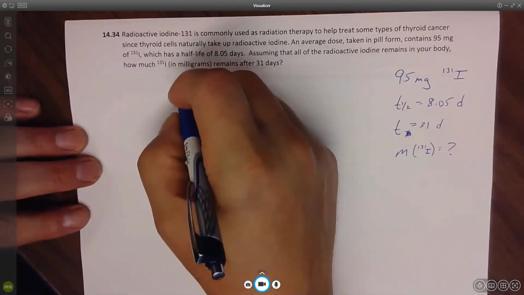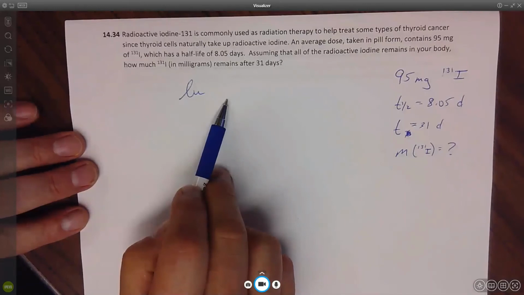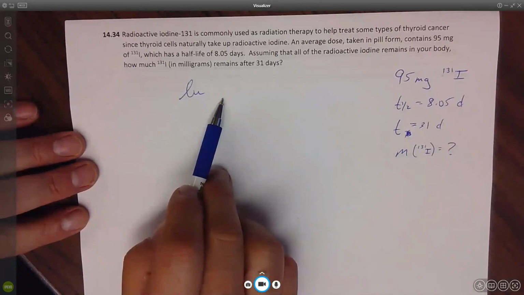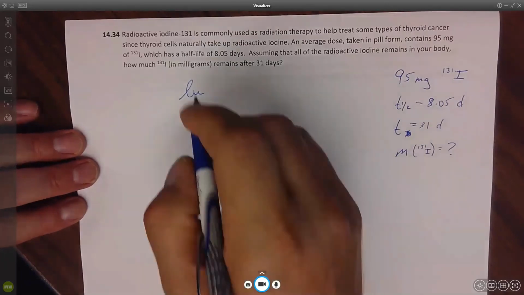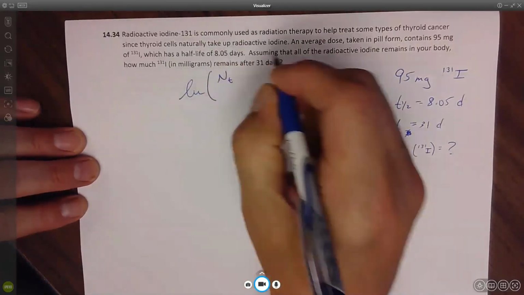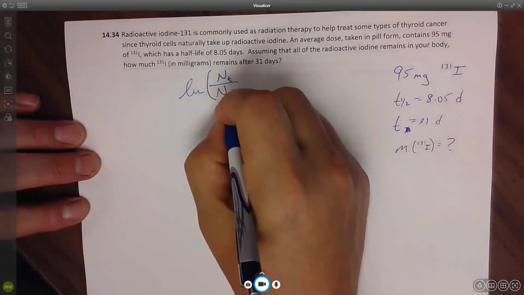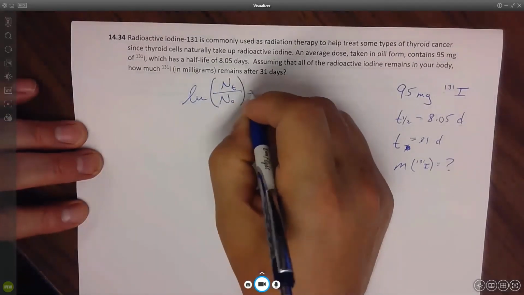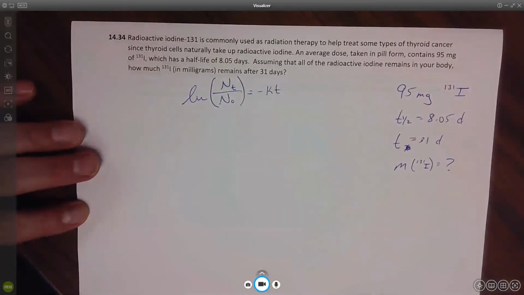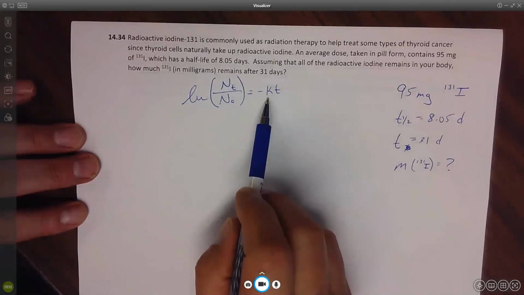So normally, it's going to be the concentration at time t over the initial concentration. But one thing that is different when we're talking about radioactive decay, we're not talking about concentration, we're actually talking about the number of radioactive nuclei. So instead of the concentration at time t, we're going to say the number of radioactive nuclei at time t, and instead of the initial concentration, we're going to say the initial number of radioactive particles, okay? And then that's just equal to negative kt.